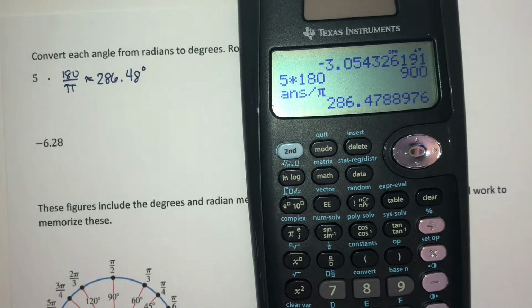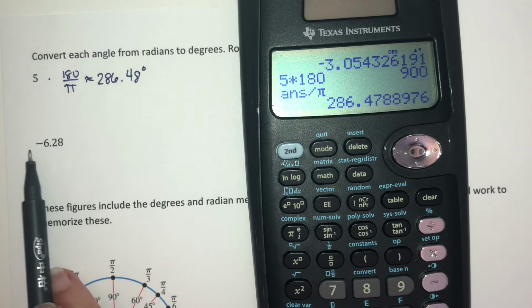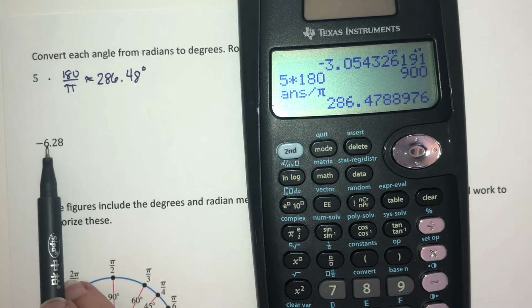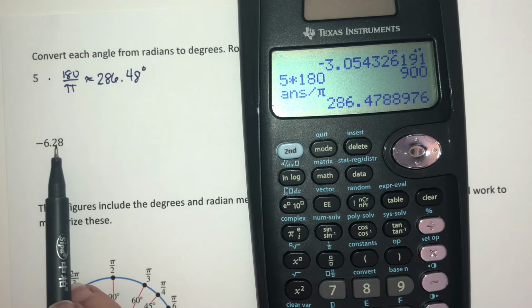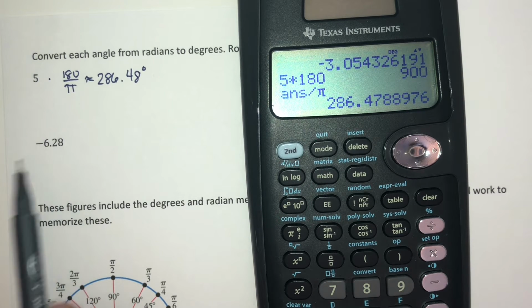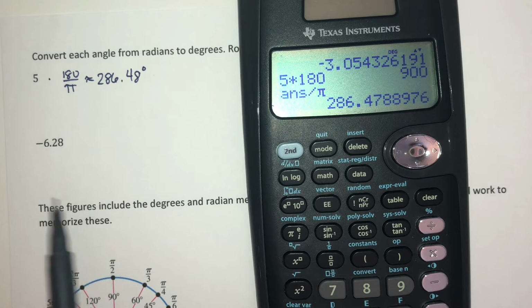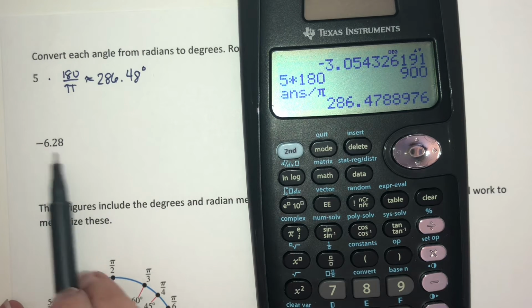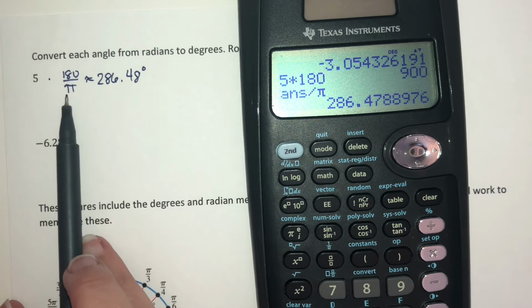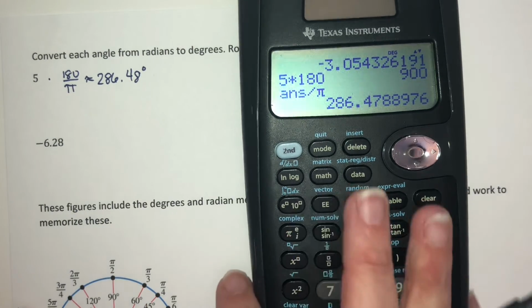Don't forget your degree symbol. Okay. Negative 6.28 radians to degrees. Now, if you aren't careful, you will mess this up, because normally, if we just use an approximation for pi, we use 3.14. And this is 2 times that. But we're supposed to use the pi button, not the approximation.